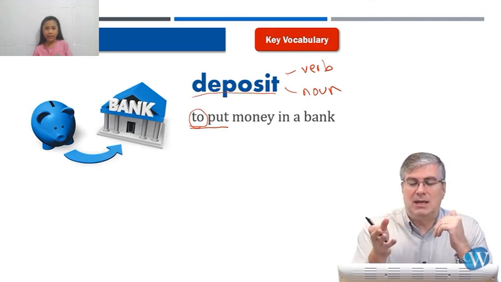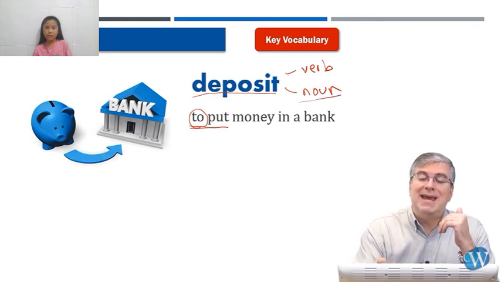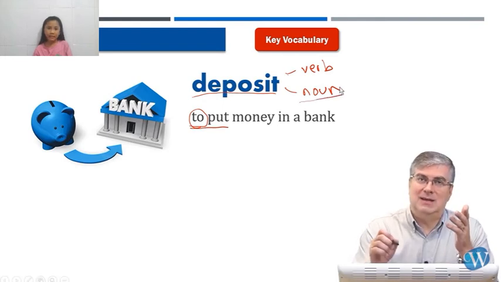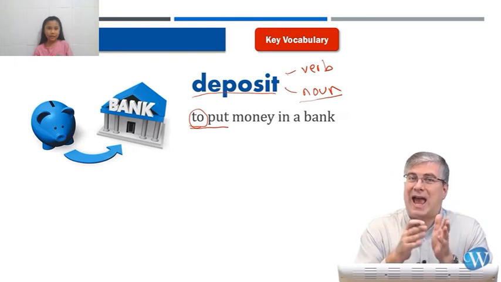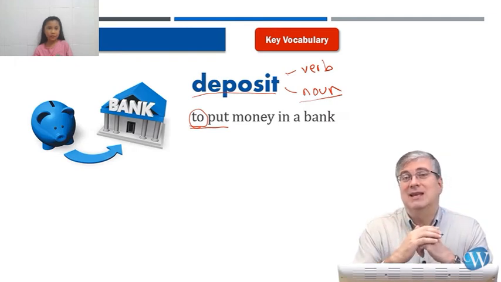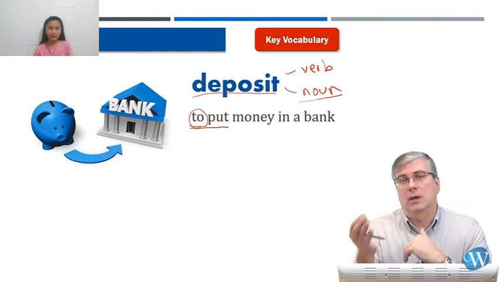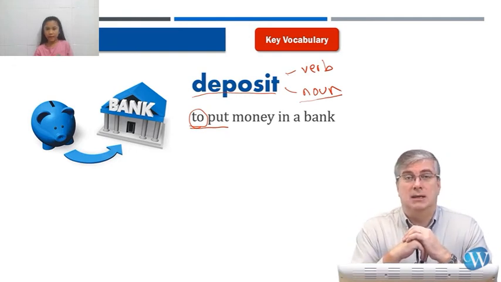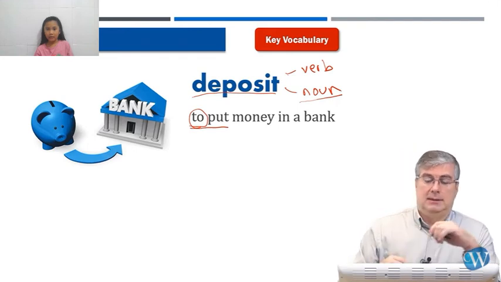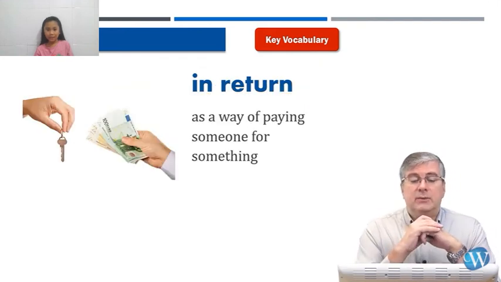When you put your money in the bank, you could also make a deposit. In that case, it is a noun: to make a deposit. A deposit is the act of putting money in a bank. So it can be a verb or it can be a noun: to deposit money in a bank, or to make a deposit.